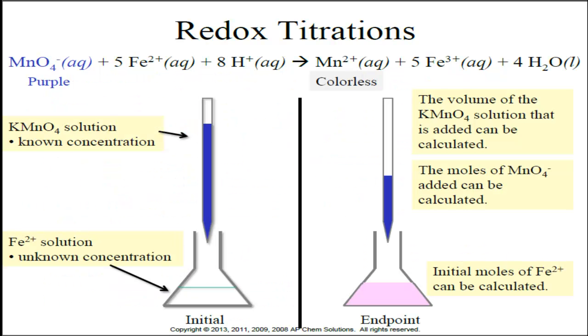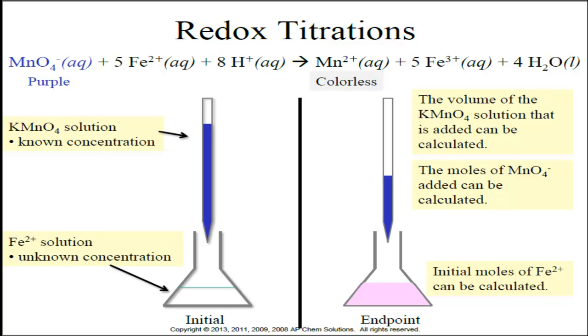So here is a picture of what this might look like. Now in this case, we have potassium permanganate as our titrant, and we're adding that to an iron +2 solution of unknown concentration. So the permanganate ion is pink, and the manganese +2 ion is colorless. So as the pink permanganate solution is titrated into the solution containing the iron, the two are going to react to form manganese +2, which is colorless.